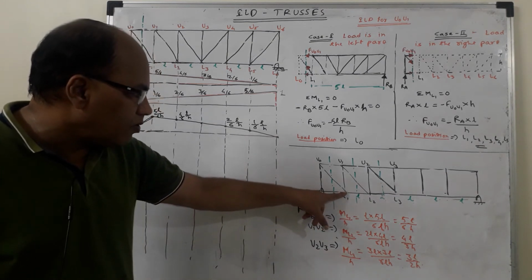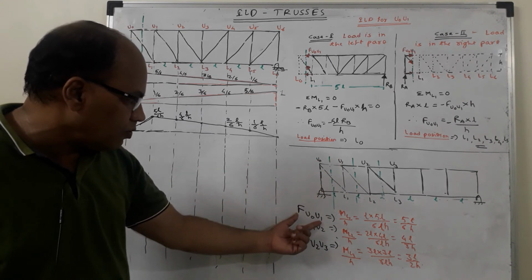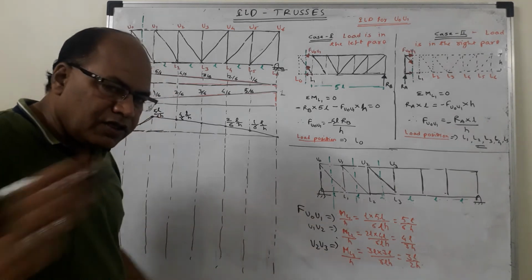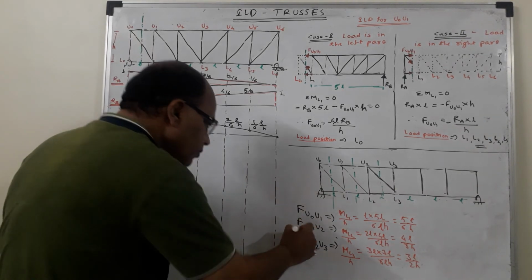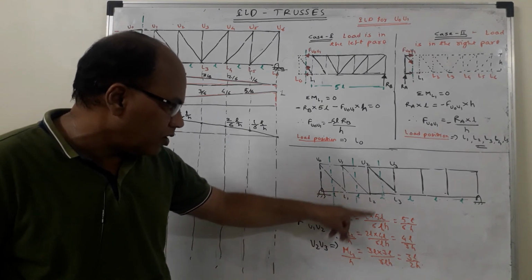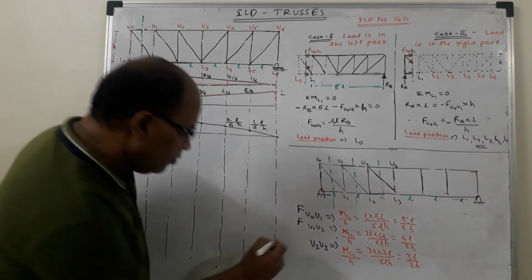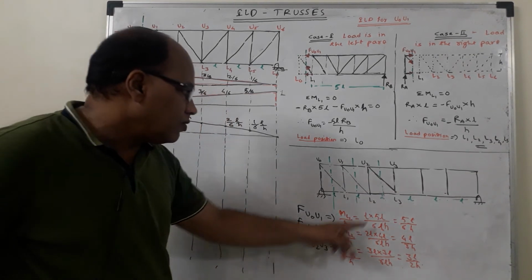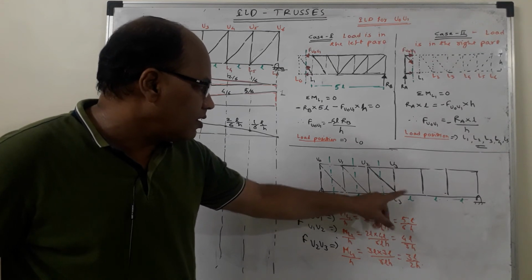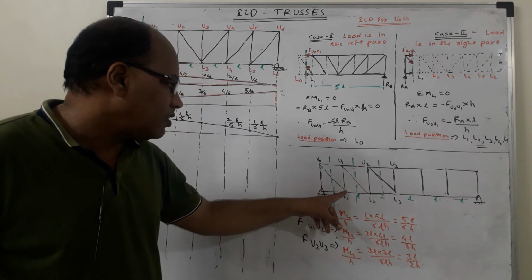The force in U0, U1 will be equal to the moment about L1 divided by H. Force in U1, U2 will be equal to M L2, the moment about L2, divided by H, because H is the height of the truss. Force in U2, U3, this member, is going to be the moment about L3 divided by H. Moment about L1 means at this point.